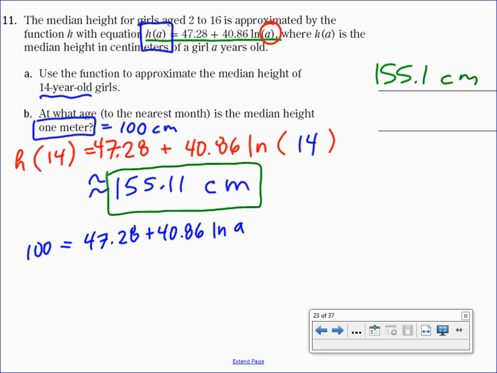I don't know what A is. That's what we're trying to figure out. We're trying to find that age to the nearest month. So how do I solve a logarithmic equation? Well, remember, we need to add, subtract, multiply, or divide to get that ln alone, and then we can rewrite in exponential form to solve. So ready? That's the first step. Subtract 47.28.